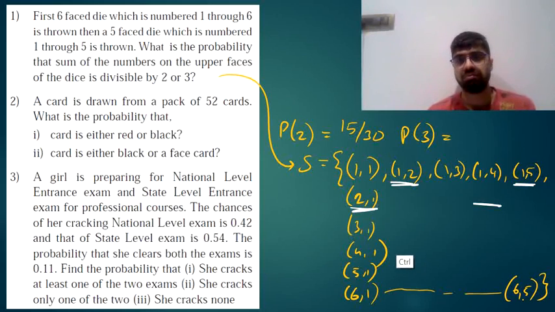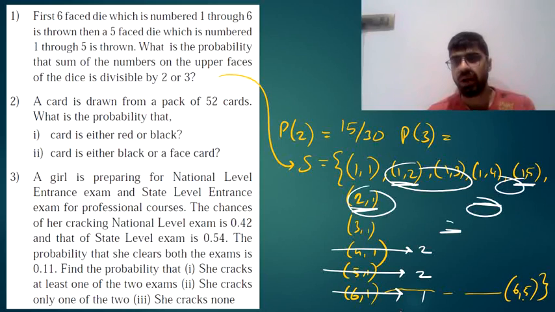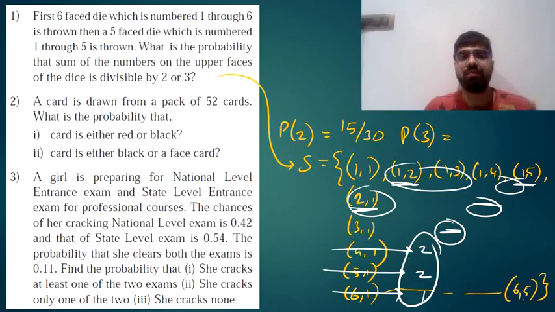Then there is 3, 1, no. 3, 2, no. 3, 3, yes. 3, 4, no. 3, 5, no. Similarly, here you will have 2 possibilities divisible by 3, and in the last row if you check 6, 1, 6, 2, 6, 3 is the only possible outcome divisible by 3. So there's 2, 2 and 1 making it 5 and 5 more. So for P of 3, we have 10 possible outcomes where the total will be divisible by 3. So P of 3 is going to be 10 divided by 30.